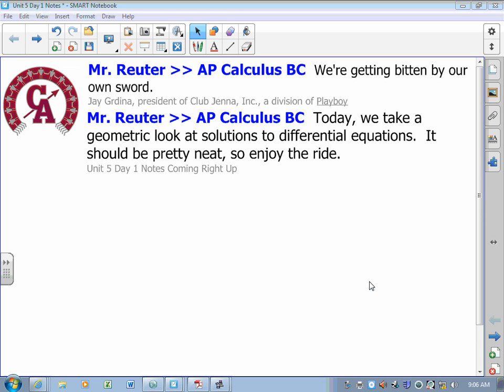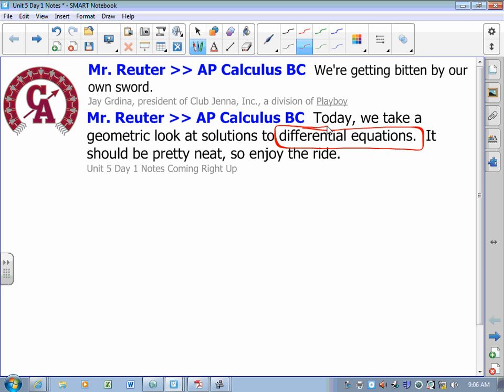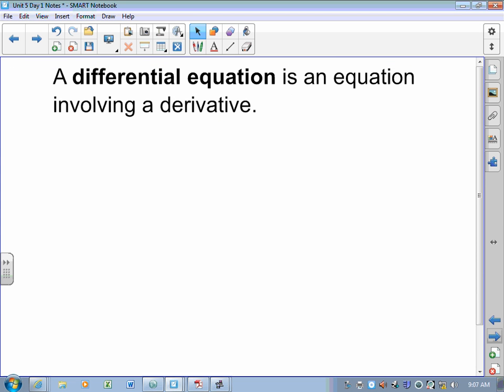All right, friends, Unit 5. Unit 5 is all about differential equations and their applications to mathematical modeling. So in this case, the key words, of course, are differential equations and their application to mathematical modeling. We really do go backwards in this unit by taking a look at differential equations. A differential equation is an equation that involves a derivative. So anytime the derivative is a part of the equation you're looking at, that is called a differential equation.